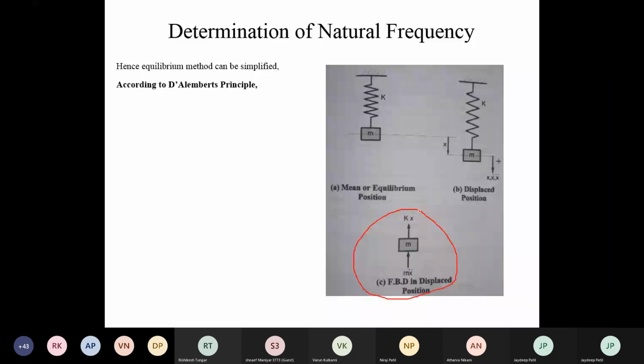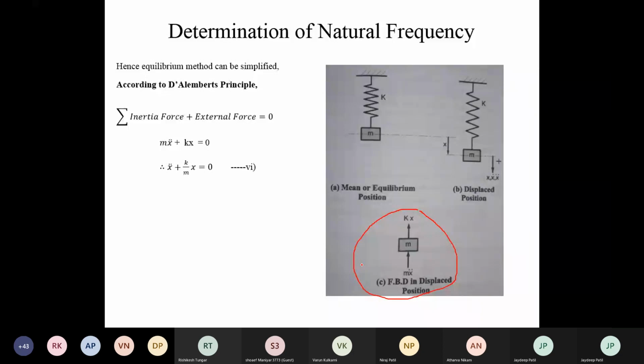Directly it will come here: inertia force plus external force is equal to 0. Inertia force is m x double dot, plus external force kx is equal to 0. So x double dot plus k by m x is equal to 0. Got it? You have to solve the problem within 2 to 3 steps, maximum 4 to 5 steps are required to finish this derivation or numerical for each and every problem.